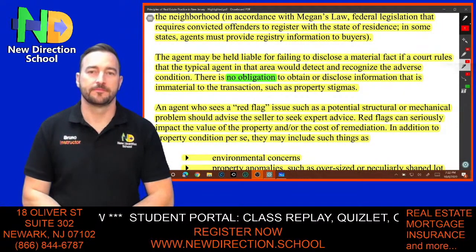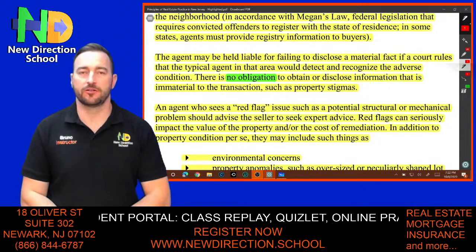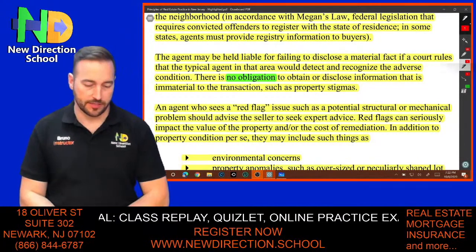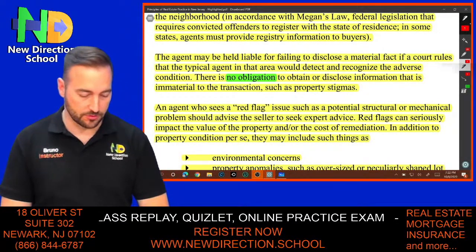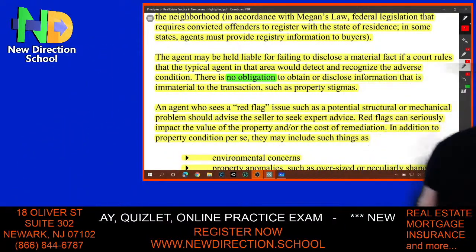Did you find it or no? Go to the index. The index, either in the beginning or the end of the book, should say property disclosures, and it will tell you where it is. But there has to be something about property disclosures. Hold on, let me get the book here.